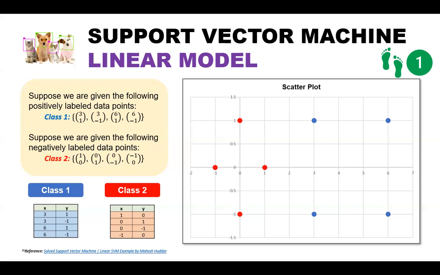So our given points here before we proceed to the next slide: for class 1, we have the coordinates (3, 1), (3, -1), (6, 1), and (6, -1), provided by the blue dots. And for our class 2, the red dots, those are represented by the coordinates (1, 0), (0, 1), (0, -1), and (-1, 0).